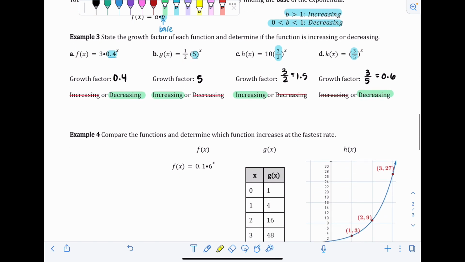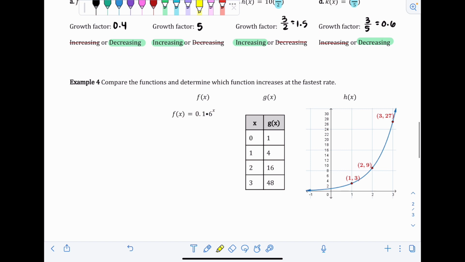Okay, so moving on to example 4, this is the last example. Compare the functions and determine which function increases at the fastest rate. So which one has the highest growth rate? I'm going to add a note there. For which function increases at the highest rate, it's just asking which one has the highest. I'm going to shorten growth factor to GF. So GF is growth factor.